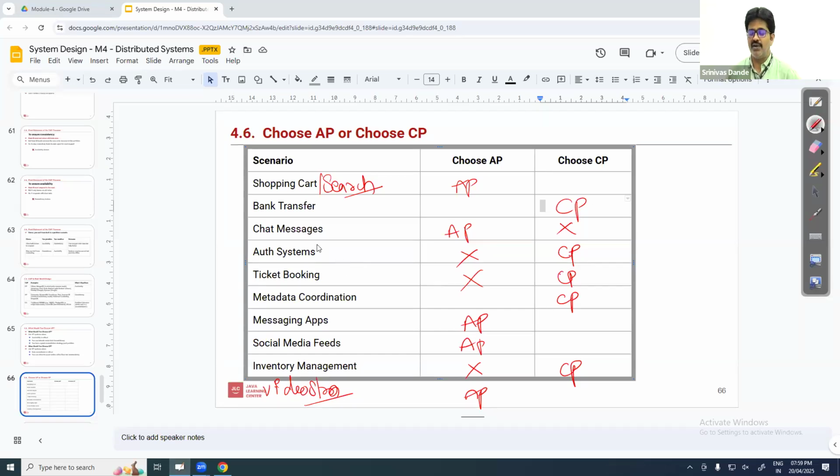Chat messages, how AP? Suppose you are chatting, you are sending a message to your friend Ashwant. If Ashwant is not replying also, is there any urgency? If you are transferring an amount from your account to Ashwant's account and there is a problem, then you will cry. You are sending a message, hello Ashwant, how are you? If it is not going to Ashwant, if the system is not available to take the message and deliver it, no urgency for us. That's how you have to decide.